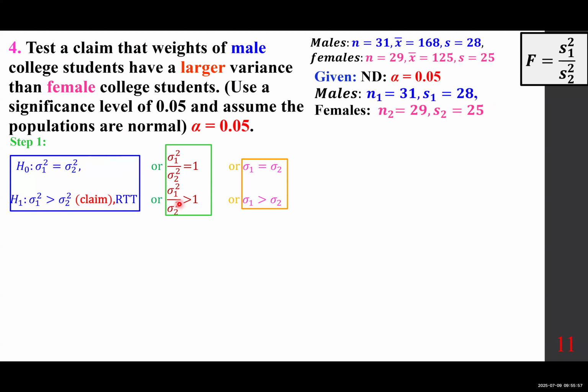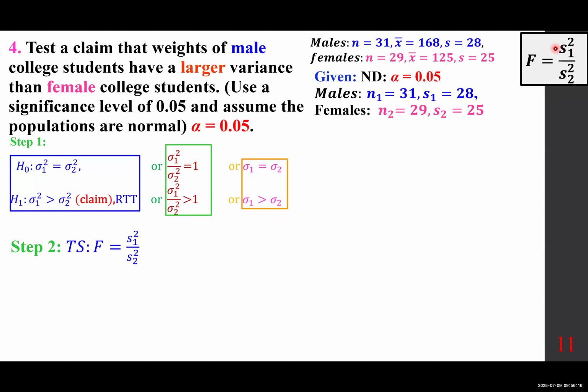And the rest of them, the same thing. This would be right tail test claim, right tail test claim. In fact, you always have a right tail test in the case of F distribution because of the limitation of a table. That's why you choose the top one to have a larger variance or standard deviation.